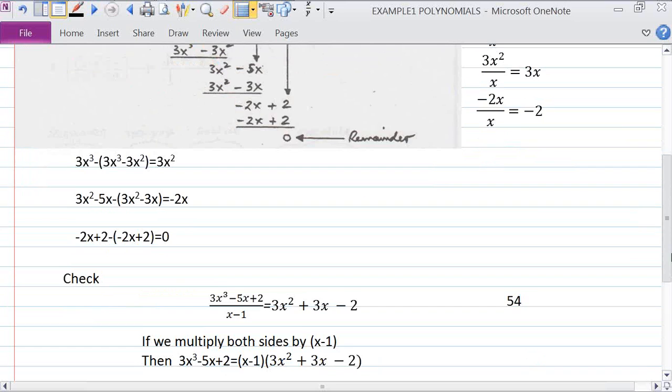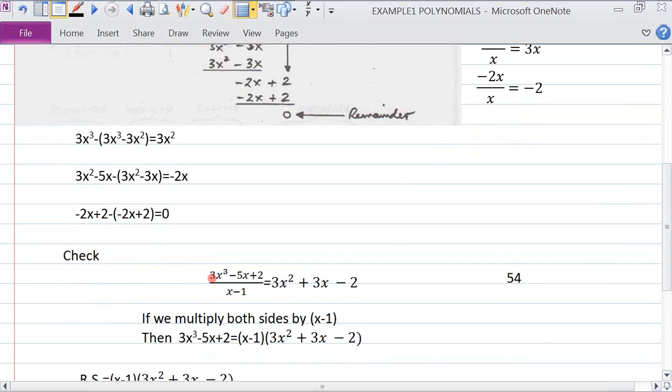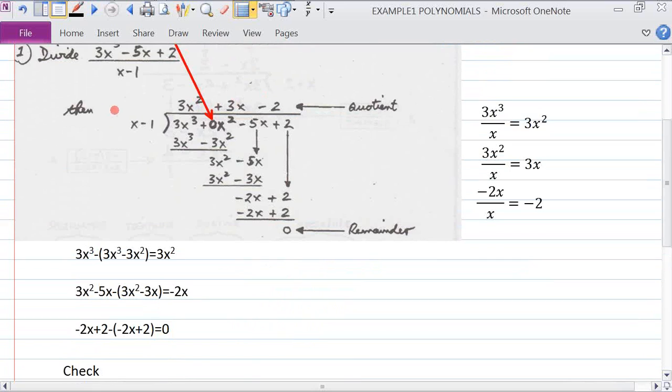So here's what I'm saying: if I take 3x cubed minus 5x plus 2 and I divide it by x minus 1, I get this as the answer, which is this right here, 3x squared plus 3x minus 2.